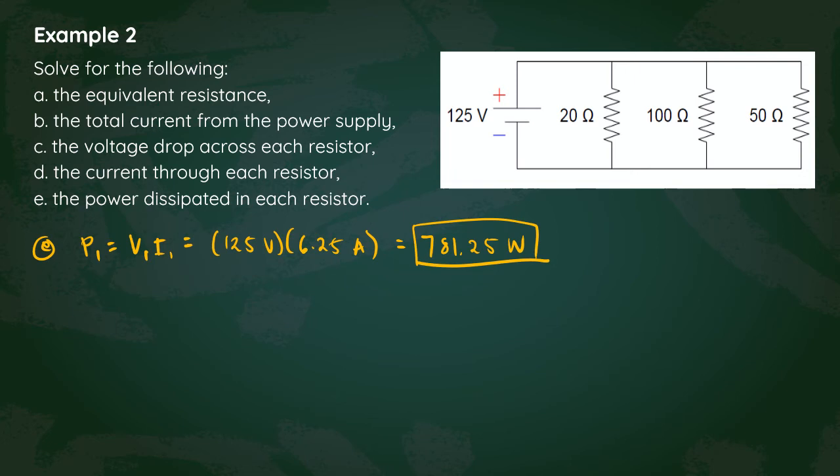So what does the power dissipated mean? Remember that when resistors inhibit current, they heat up, and power is dissipated through that.